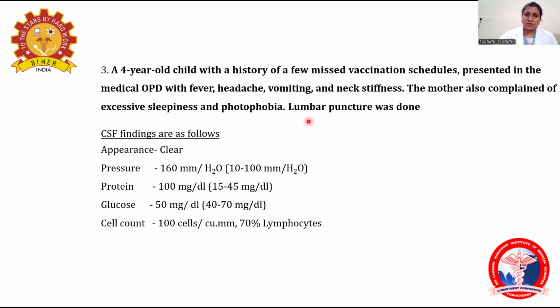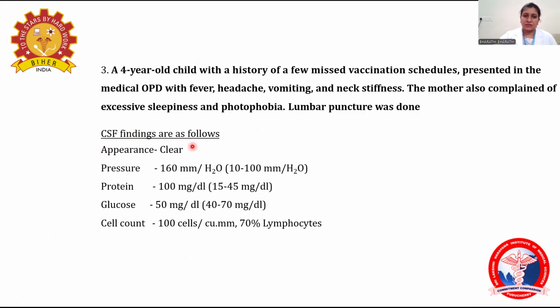So the next question is, a 4-year-old child with a history of a few missed vaccination schedules presented to the medical with fever, headache, vomiting, and neck stiffness. The mother also complained of excessive sleepiness and photophobia, and a lumbar puncture was done. So this is a very young boy, 4 years old, who has missed vaccination, and he is presenting with all these complaints.